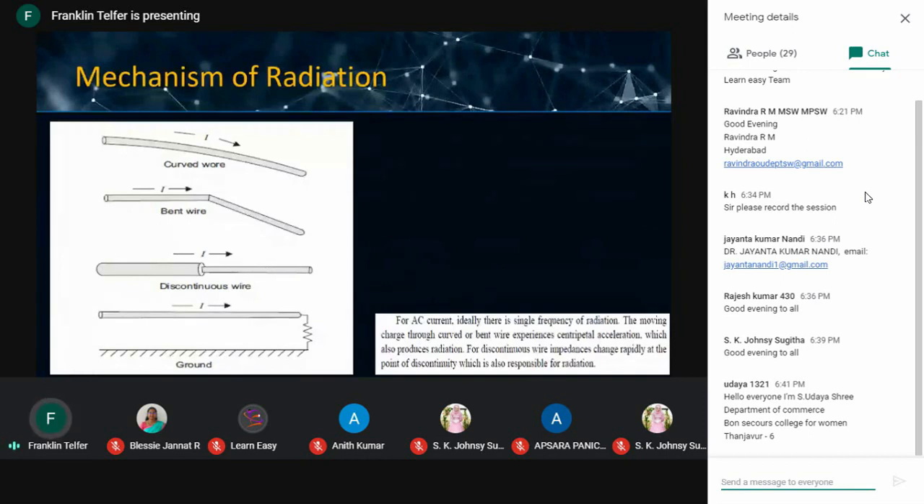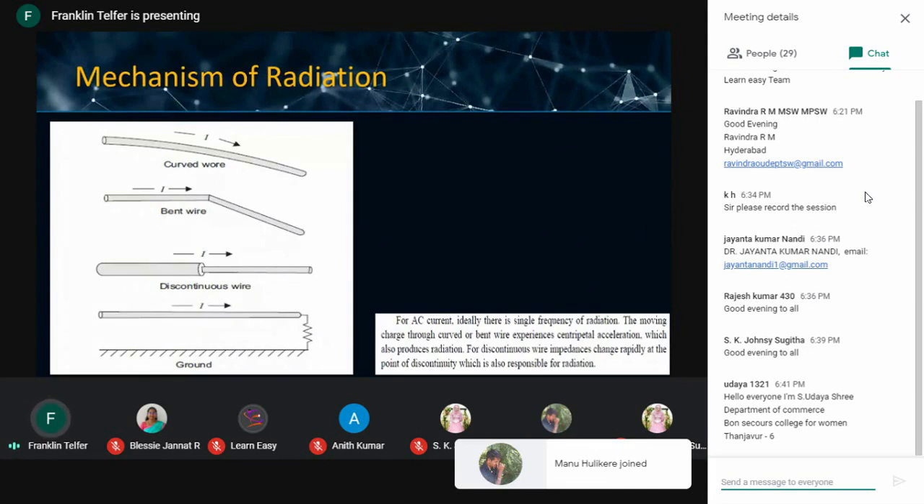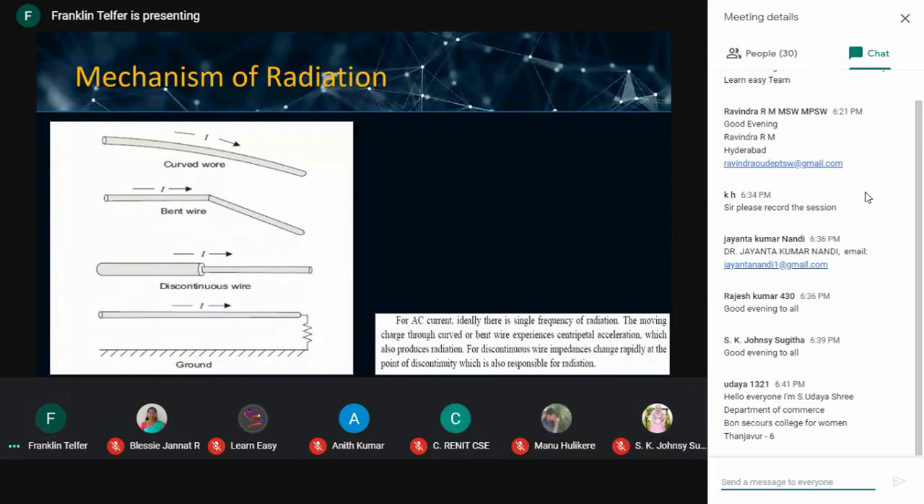So we can say in our house, the electrical wires concealed inside the building are all radiating, but at a very limited level. We can see the bends: wherever you have bends, there will be some more radiation. But that doesn't give a useful application, because the wire is covered by a rubber insulator, so it doesn't act as a good radiator.